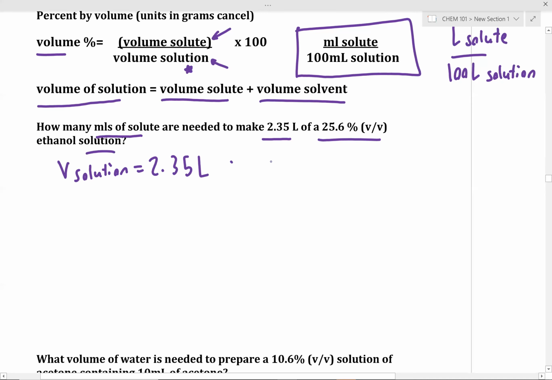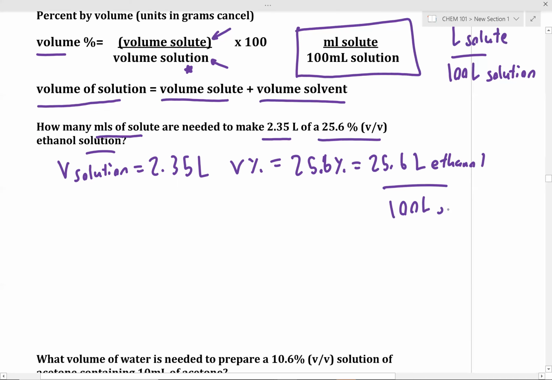Do we know our volume percent? Yeah. What is the volume percent? Yep, 25.6%. I also like to think of this as 25.6 liters of ethanol, which is our solute, per 100 liters of solution. And this is really a setup to help us use this volume percent as a conversion factor. So given the volume of solution, we want to convert to the volume of ethanol.